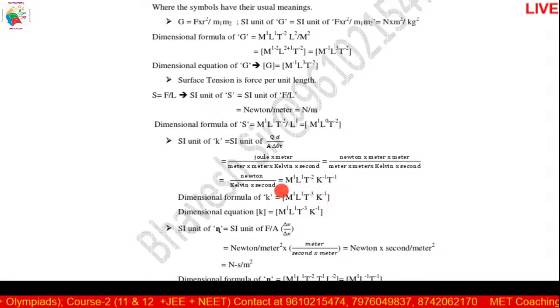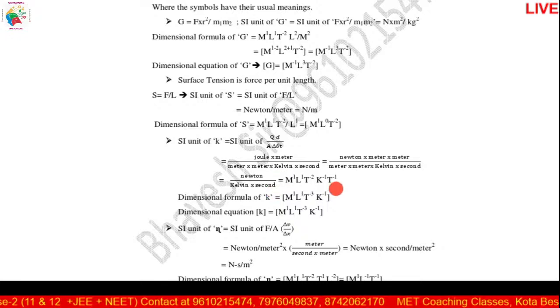Now again we know that the dimensional formula for Newton is M1 L1 T minus 2. For Kelvin, when you bring it above, you will get K raised to power minus 1. Then second is the SI unit of time, so bring it above, you will get T raised to power minus 1. So when you solve it, you will get the dimensional formula M raised to power 1, L raised to 1, T raised to power minus 3 and K raised to power minus 1. Okay, so this is the dimension. When you equate it with the physical quantity K, it is the dimensional equation.